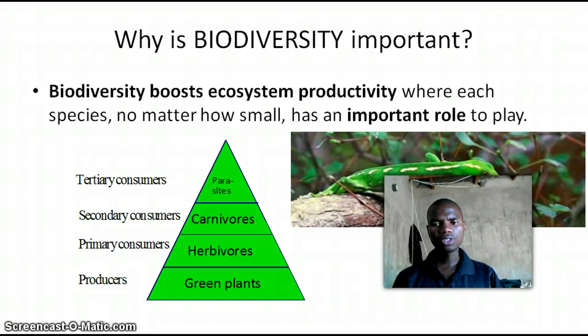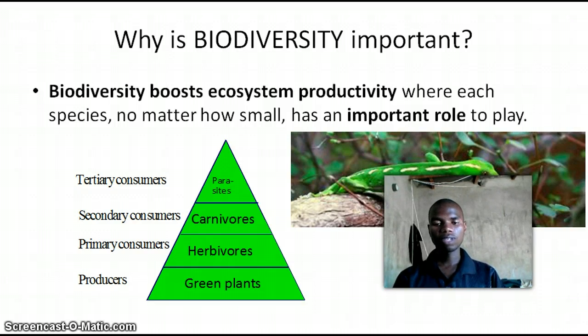Why is biodiversity important? Biodiversity boosts ecosystem productivity, where each species, no matter how small, has an important role to play. As you can see, the lizard is regarded as a useless thing by a normal human way of thinking, but it is really important because it eats flies and mosquitoes, so it acts as pest control. As you can see, we've got the pyramid with trophic level 1, trophic level 2, trophic level 3, and trophic level 4.